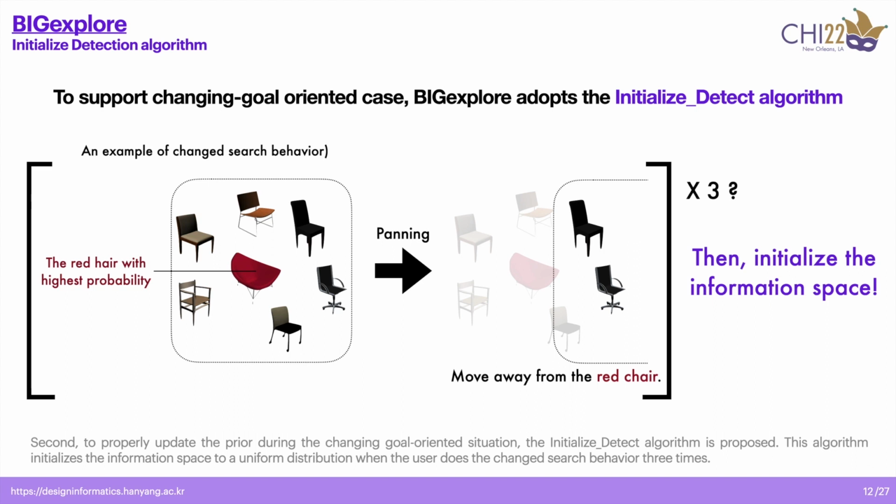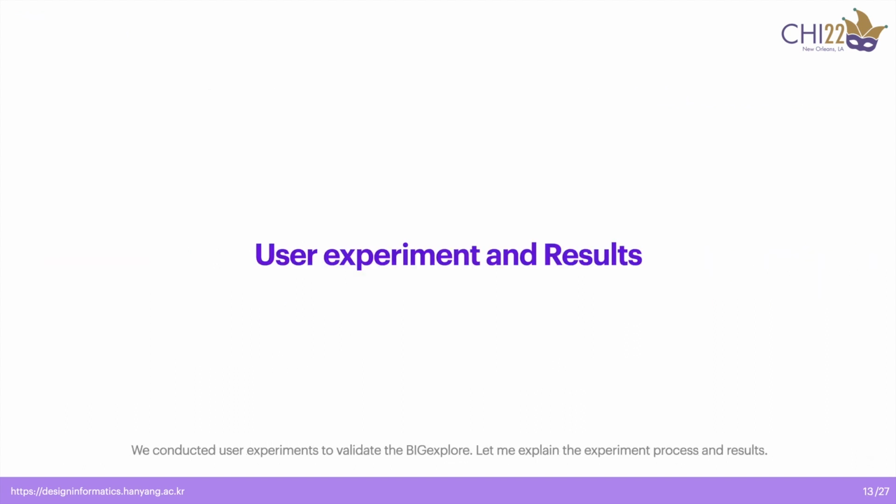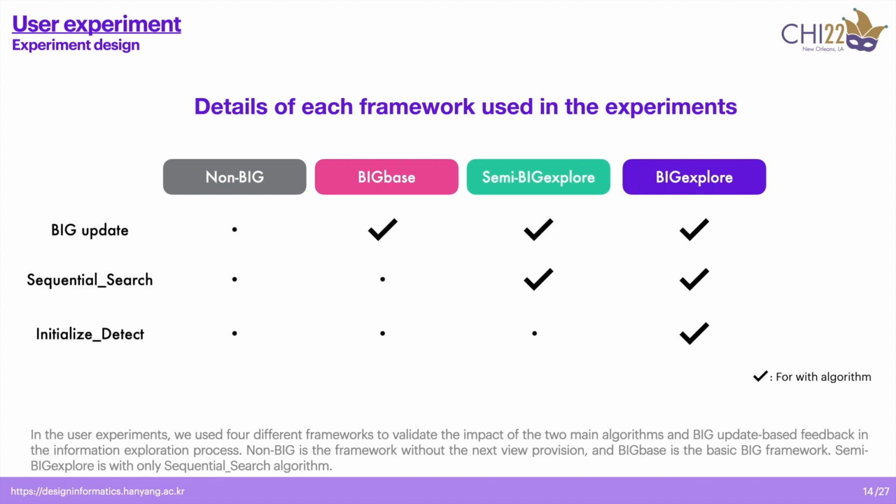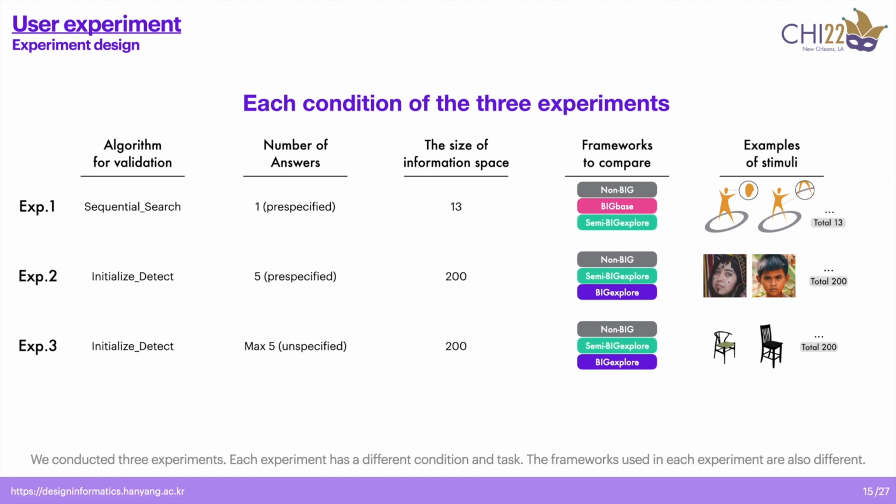We conducted a user experiment to validate BIGexplore. Let me explain the experiment process and result. In the user experiment, we used 4 different frameworks to validate the impact of the 2 main algorithms and BIG update-based feedback in the information exploration process. Non-big is the framework without the next view provision, and big-base is the base BIG framework. Semi-BIGexplore is with only the sequential algorithm. We conducted 3 experiments. Each experiment has a different condition and task. The frameworks used in each experiment are also different.